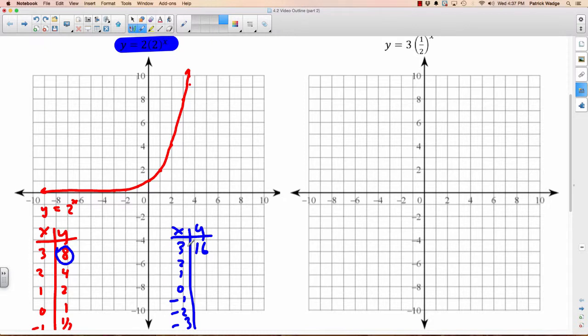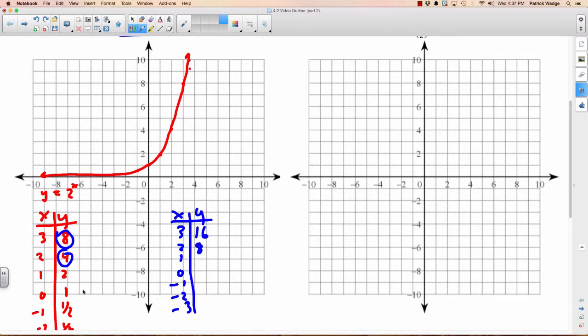If I put x is 2 right here, you'd have 2 squared, which is 4, like we had there, and then multiply by 2, you get 8. Oh, do you see what's happening? Everything's just being multiplied by 2. The first step gives you all the same values, and then you just multiply by 2.